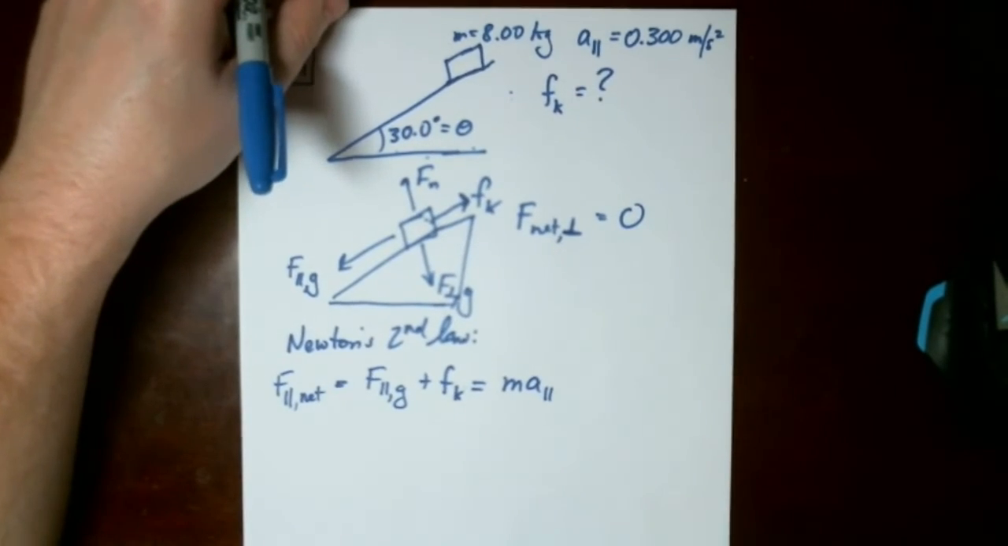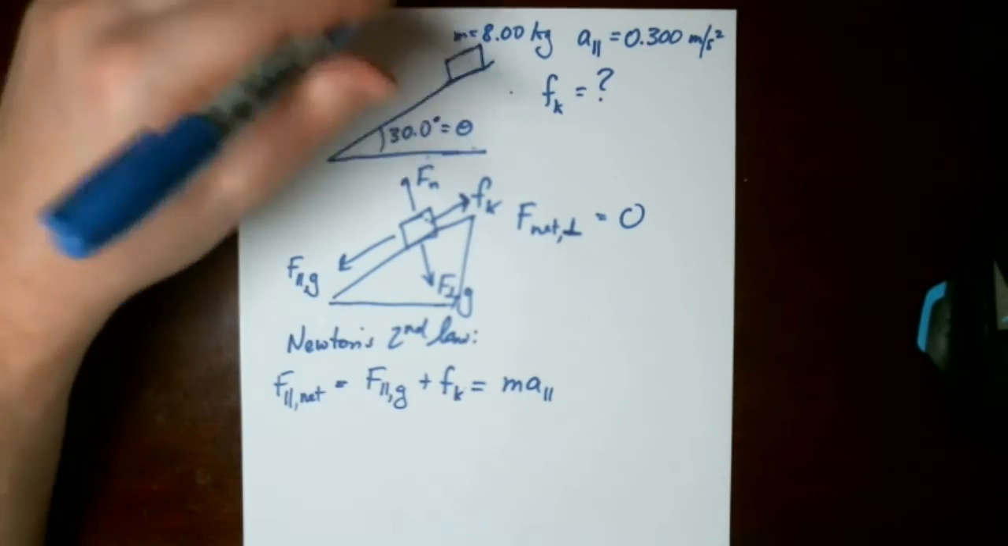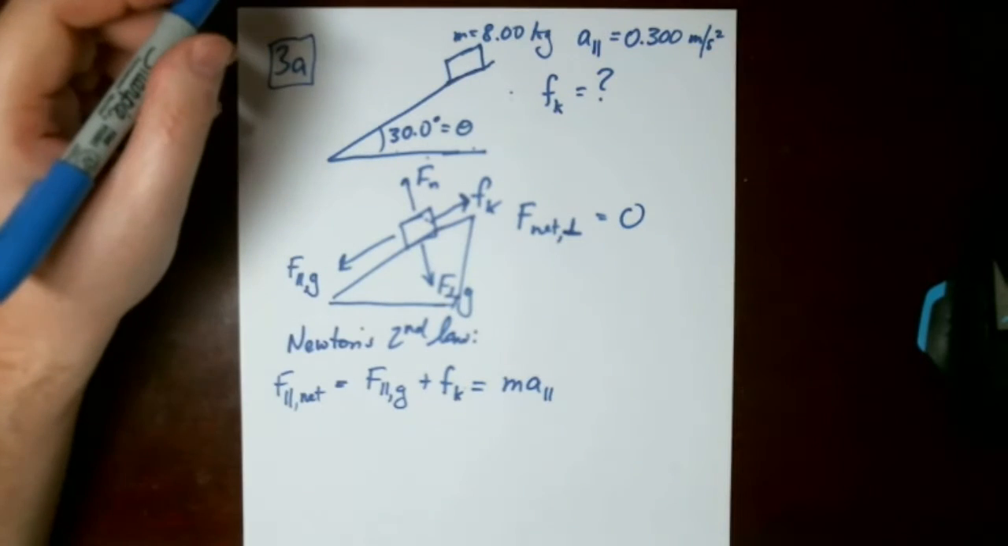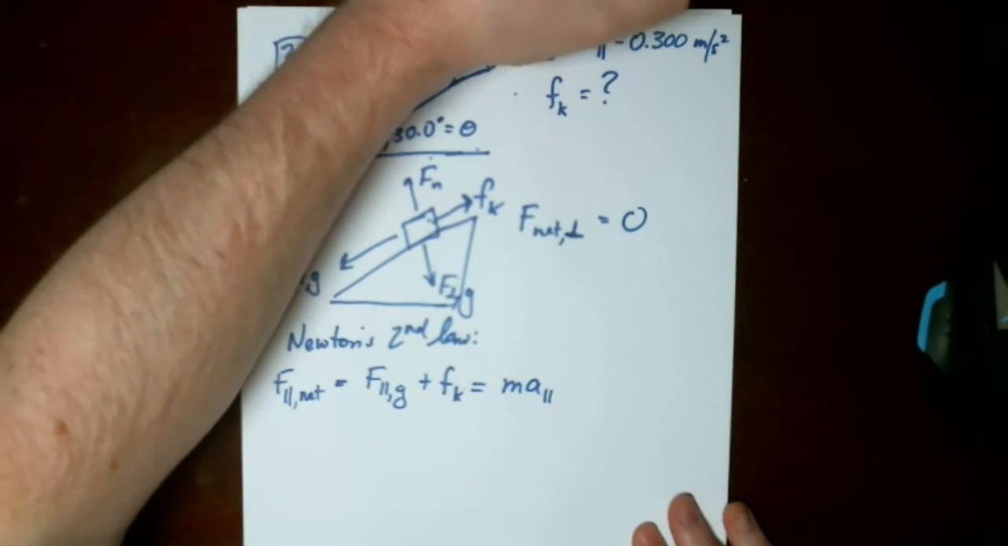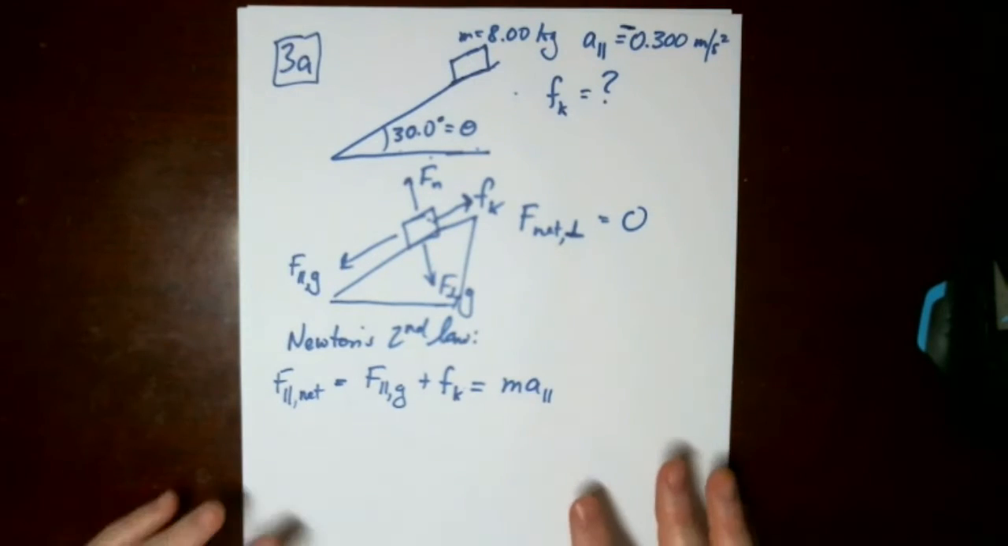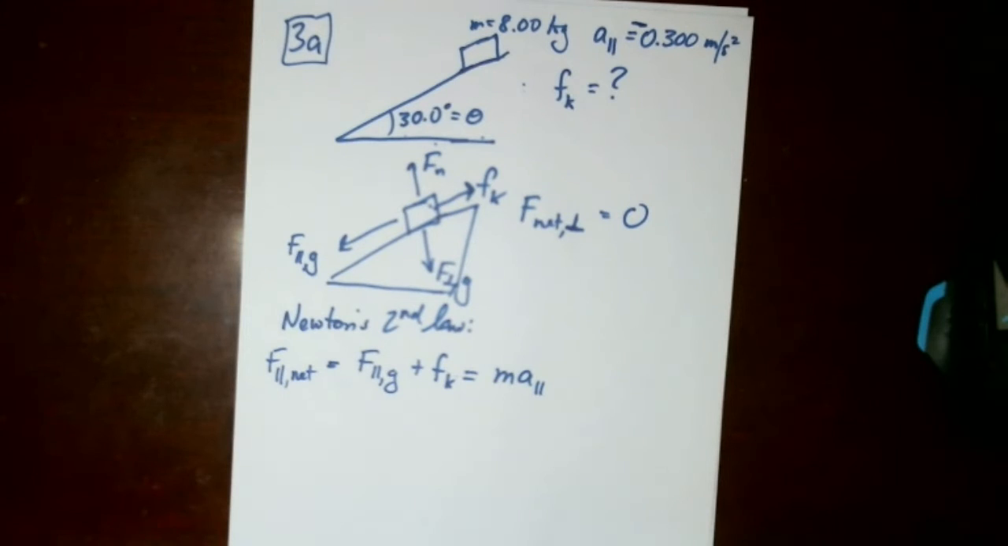Just as a quick note on conventions, I usually take gravity to be in the negative direction. So down the ramp in this case is going to be in the negative direction. That means that our acceleration is actually negative 0.3 meters per second squared. And that means friction in this case is actually positive.